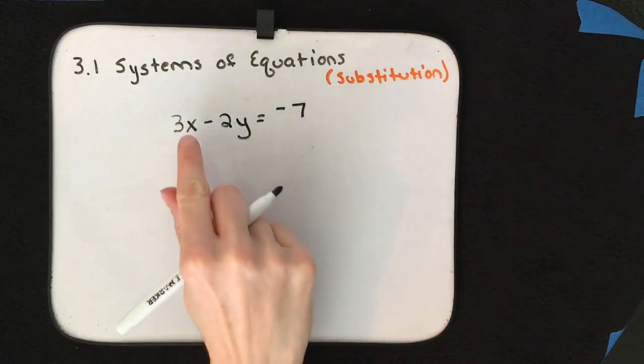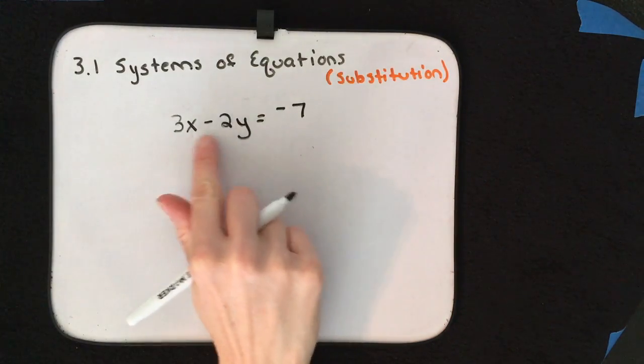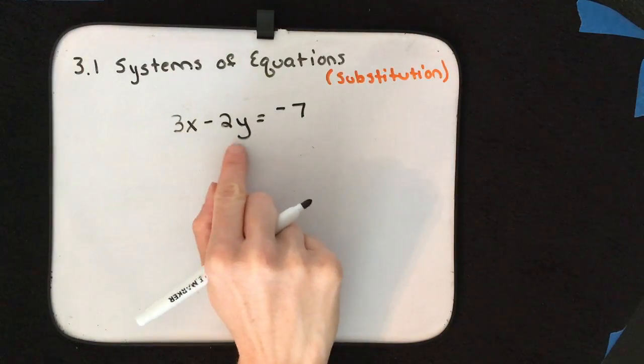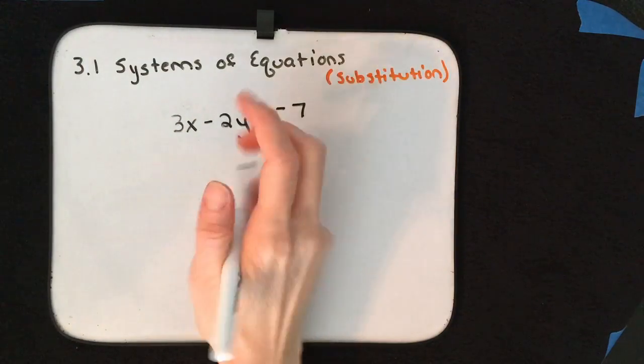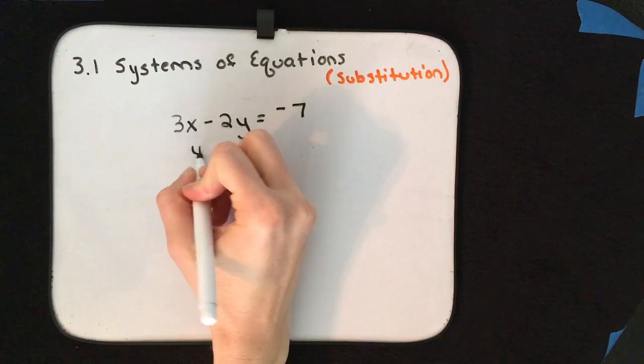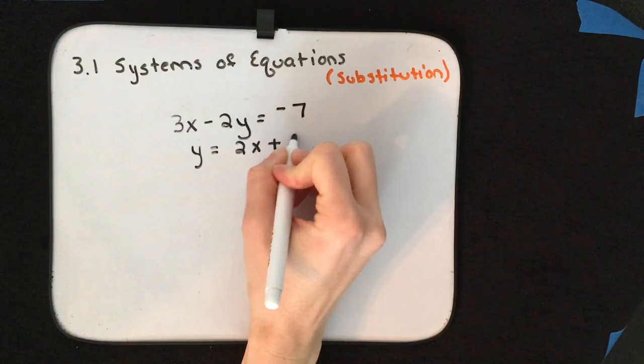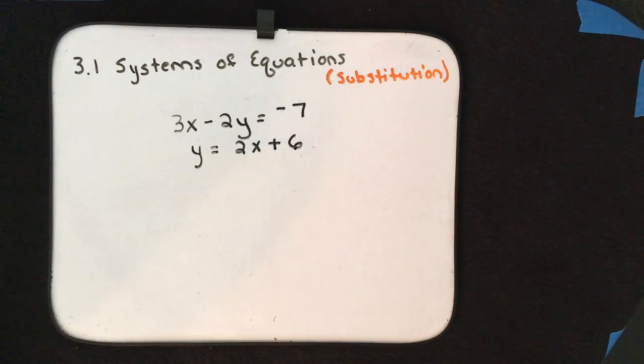So for example, here I have an x and a y. That means I need two separate equations. So for this one, our first equation is 3x minus 2y equals negative 7. The second equation, let's say that we're given y equals 2x plus 6. I have two unknowns, x and y, and I have two equations. That means I can solve for x and y using these two equations.